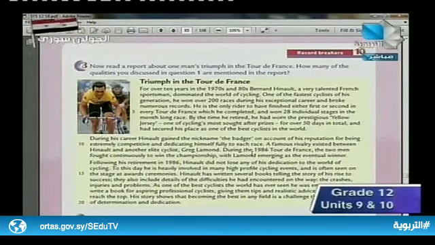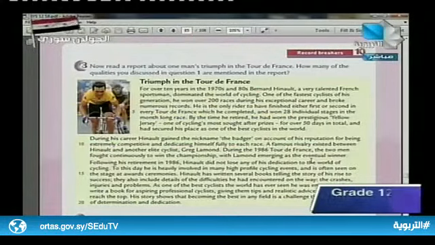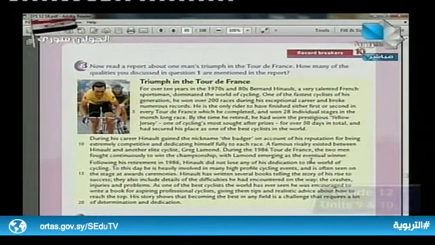So another competitor appeared, Greg Lamont. During the year 1986, in the Tour de France, what happened? Well, unfortunately, Lamont won the race after a year of competing. So the two men fought continuously to win the championship, with Lamont emerging as the eventual winner. So Hinault retired after that. This man was not number one in that year. He lost the race.